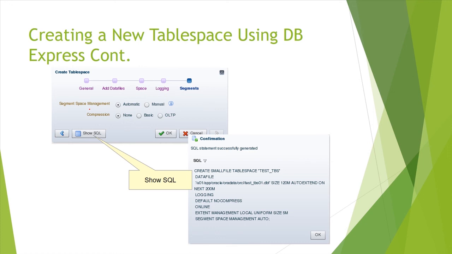Manual means Oracle will track the used space and the free space in the blocks of the segments by using something called a free list, which is tables inside the data dictionary. Oracle recommends using automatic segment space management, and this is the default. Last thing, which is the compression. The default is none. You can go with basic compression or OLTP compression.